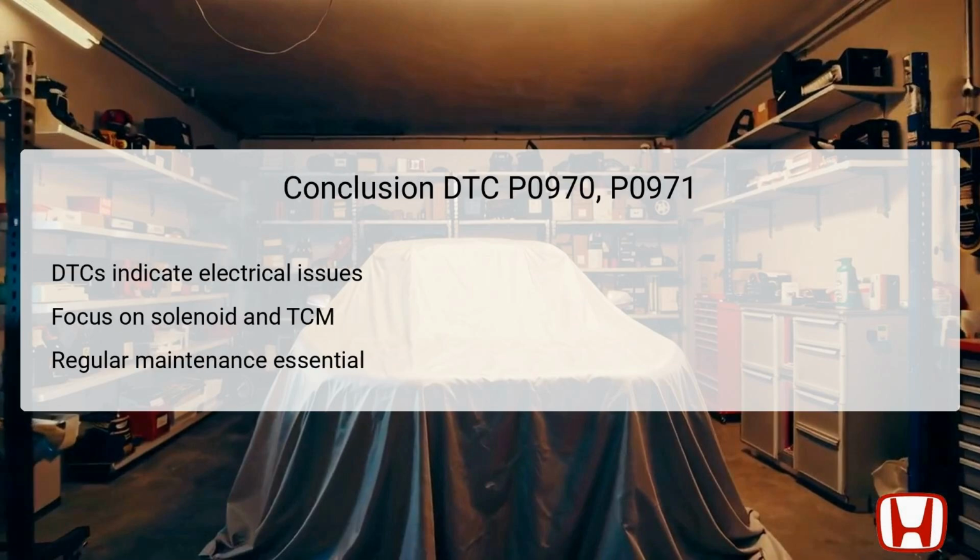In conclusion, diagnostic trouble codes P0970 and P0971 specifically highlight electrical circuit issues related to the pressure control solenoid C within the Honda Civic CVT. These codes emphasize the importance of a thorough troubleshooting approach focused on the TCM and associated wiring. Understanding the symptoms and potential causes assists in effective diagnosis and resolution of the problems.